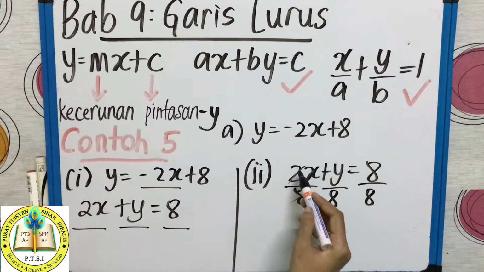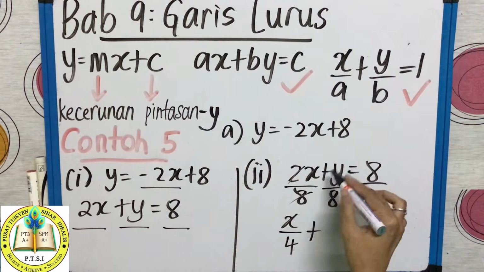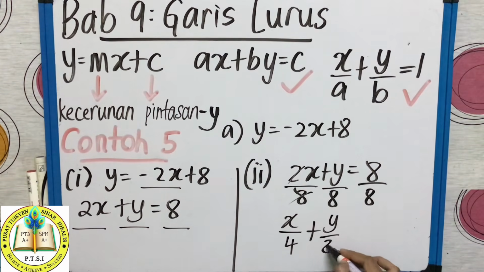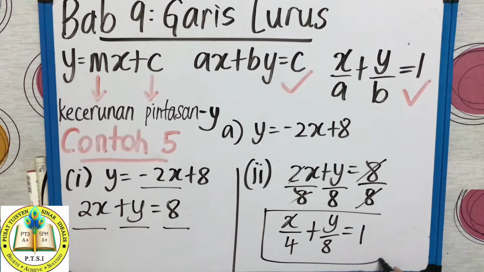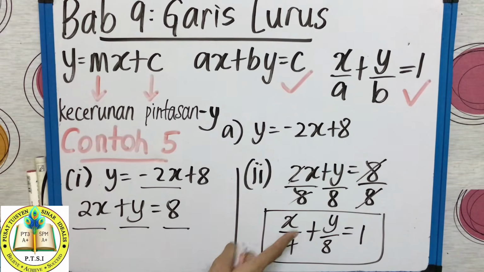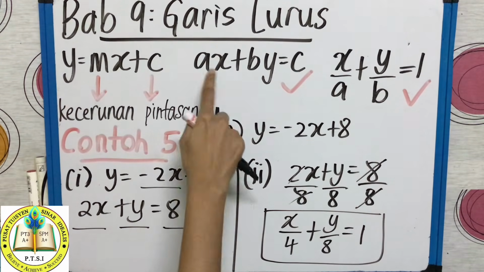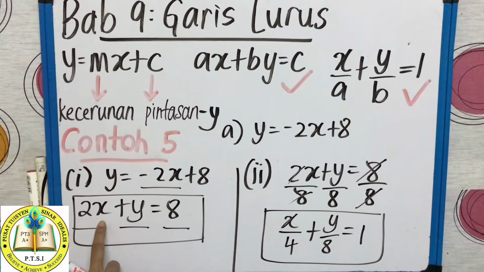You will get 1 over 4x. But what teacher said just now, you can put the 1, you can put x over 4. Plus this one, no need to do anything, y over 8. Equal 8 and 8 cut, you get 1. Nampak tak? Bentuk ni dengan ni sudah pun sama. X over A, Y over B equal 1. Finish. And this one, they say AX plus BY equals C. This is the answer.